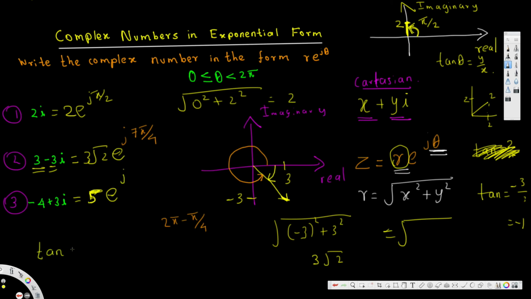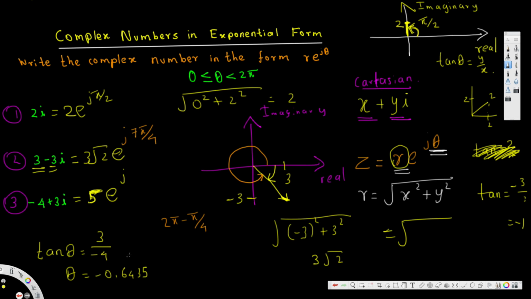Tan theta is y over x. Y is 3 over negative 4. So tan theta is 3 over negative 4. If you calculate theta, you will get negative 0.6435.